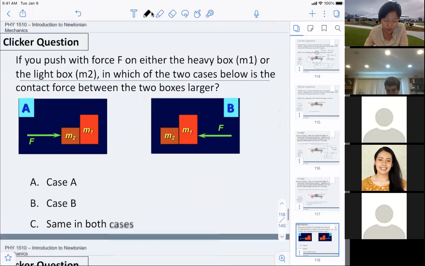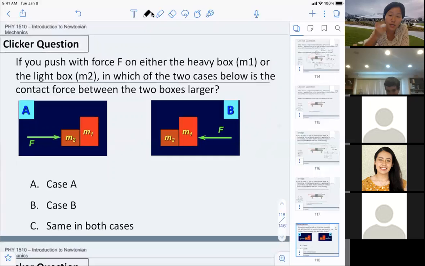Next question involves multiple objects again, slightly different from what we did in our previous class. Now you have two different masses, M1 and M2. M1 is bigger, M2 is smaller, and you apply the same amount of force. Assuming the net force you applied on the box is F, you don't have to think about whether there are any other forces. It's just F. Whether you push from the left-hand side or from the right-hand side.